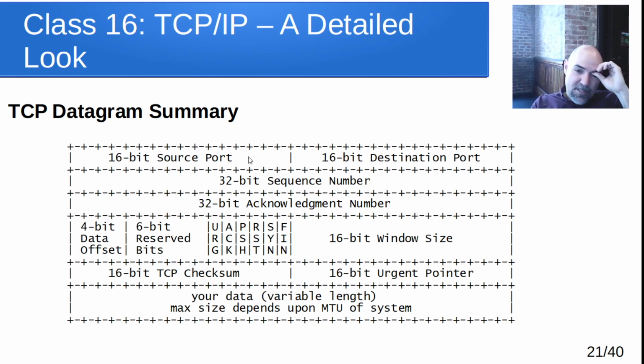The port number to get it to the right application, the sequence number to make sure they all get put together correctly on the other end, the acknowledgement number to ensure reliability, that all of them were received. The flags are related to that reliability as well. The window size to handle flow control of the stream, and the checksum to verify the integrity of it. And the urgent pointer to jump ahead if necessary.